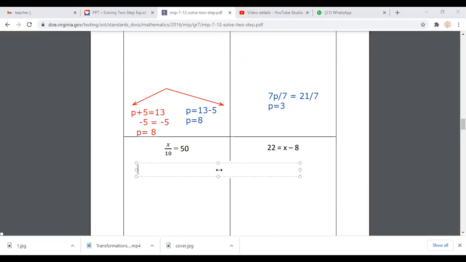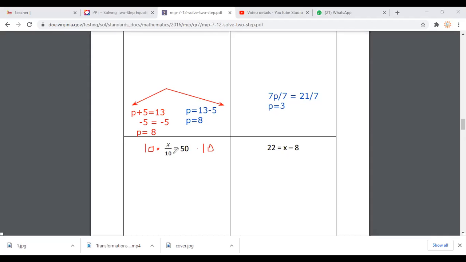Mark, we have x over 10, right? 10 means which operation? Addition or subtraction or multiplication or division? Division. So you will use the opposite operation, Mark. It will be multiplication. Then in this question, you have two different methods. You can say that you are going to multiply both sides by how many? By 10. You will multiply both sides by 10.